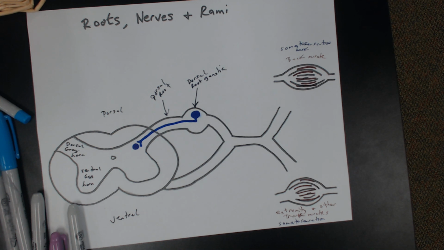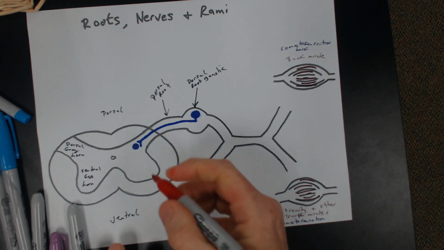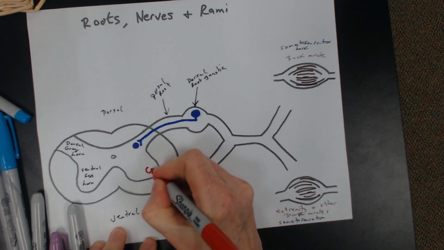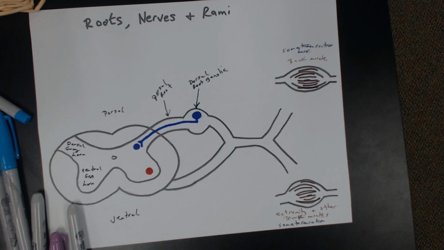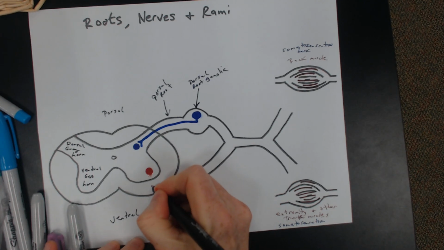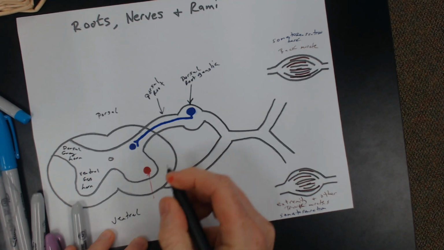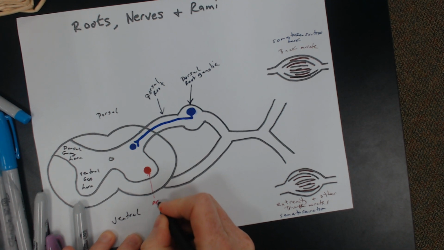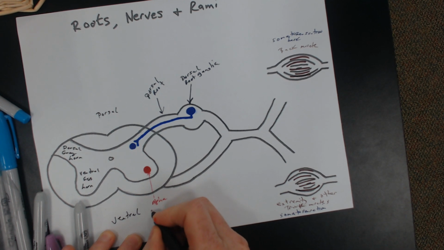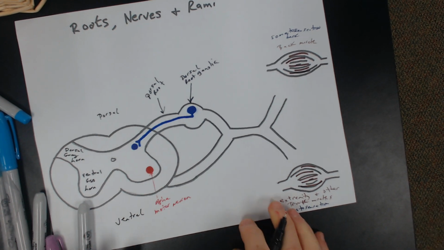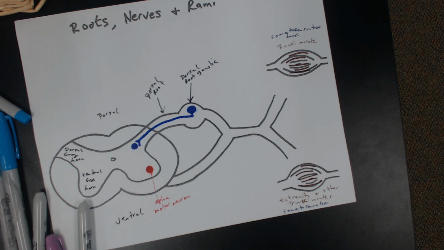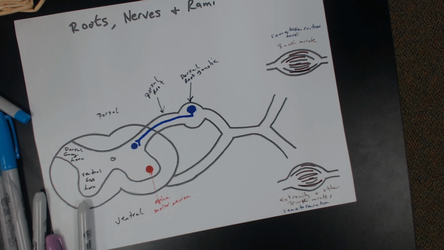And thinking about the motor system, you have your lower motor neuron, whose cell body is here in the ventral gray horn. This is known as an alpha, A-L-P-H-A, motor neuron. That's nothing more than the neuronal cell body of your lower motor neuron, which exists in the ventral gray horn.